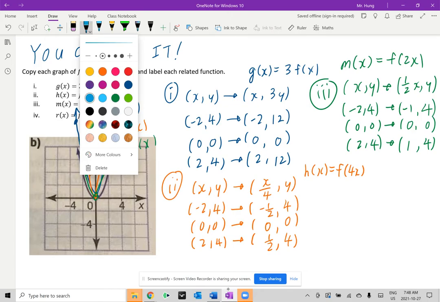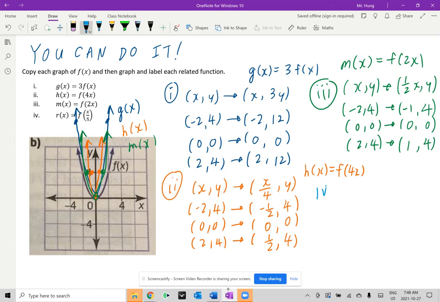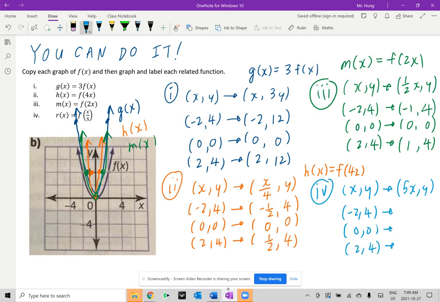All right, part 4. So the way you think about this is, again, start with the mapping rule. f of x divided by 5 means horizontal stretch by a factor of 5. So this means you take 5 times x, y remains the same. Again, you start with the same original points. Now you take the x values and multiply them by 5. 5 times negative 2, that's negative 10. 0 times 5, that's going to be 0. 2 times 5, that's going to be 10. The y values remain the same.